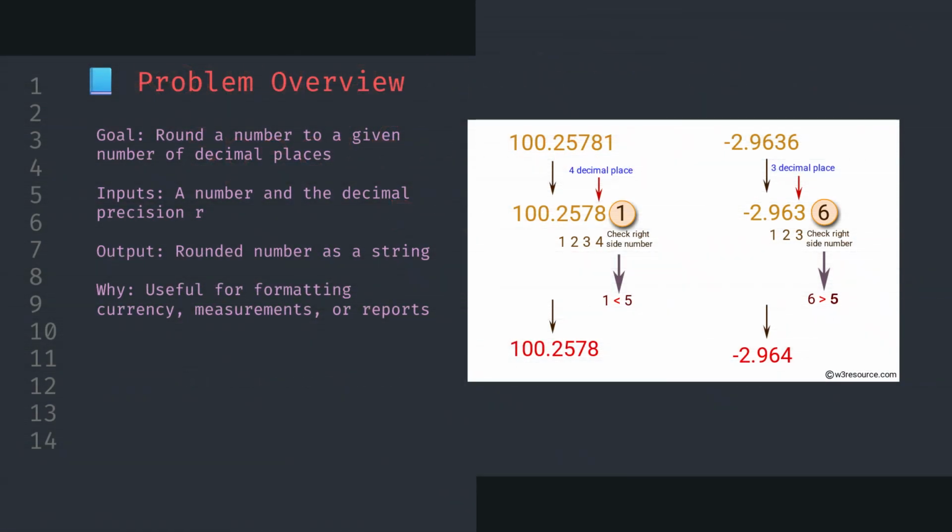Rounding is common in displaying data clearly. Here, we want to control exactly how many decimals appear. It is especially important for financial or scientific data. So how can we do this neatly in JavaScript?